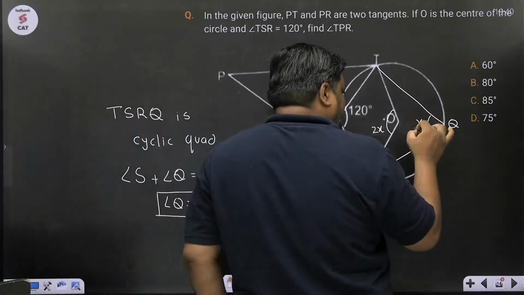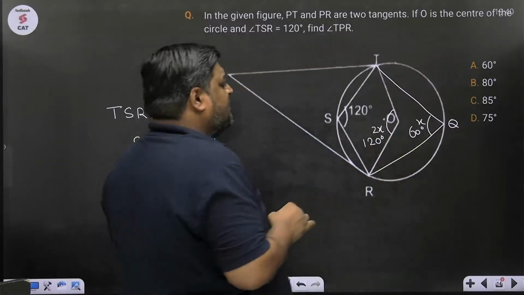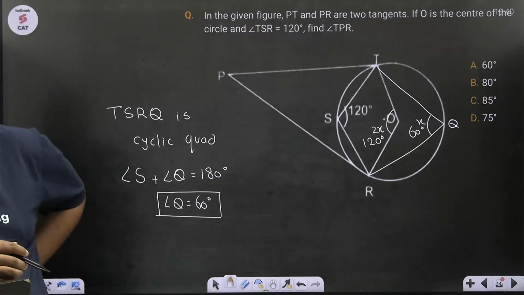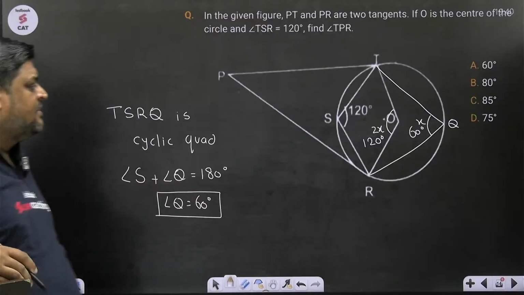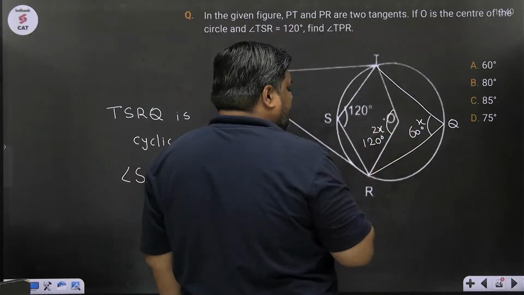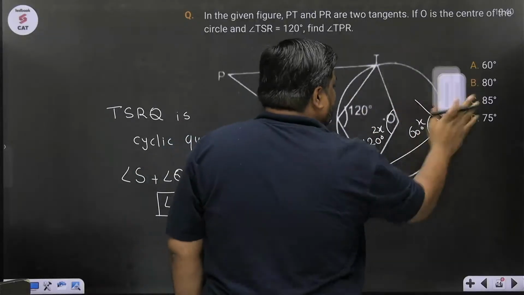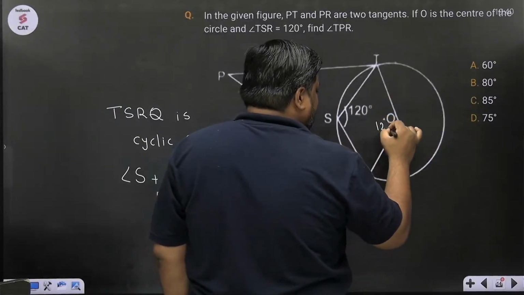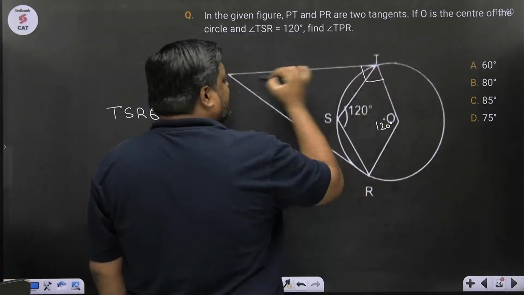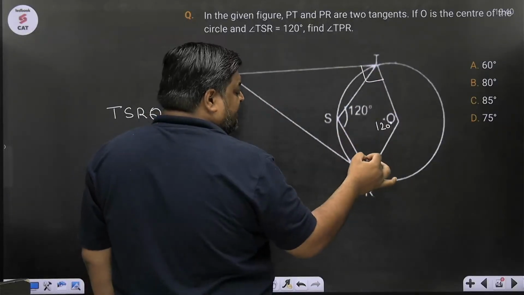So if this is 60, this would again be 120. 2x is 120. Sorted. 2x came out to be 120. Good evening Khushi. 2x will be 120, beta. Sorted. We have come back to the same place. 2x is 120, so the angle at the center, angle TOR, is 120. Let me take this out. This is 120 that we have calculated. And now this angle is 90 because PT is a tangent. The angle between the radius and the tangent at the point of contact is 90 degrees. This is 90 degrees.